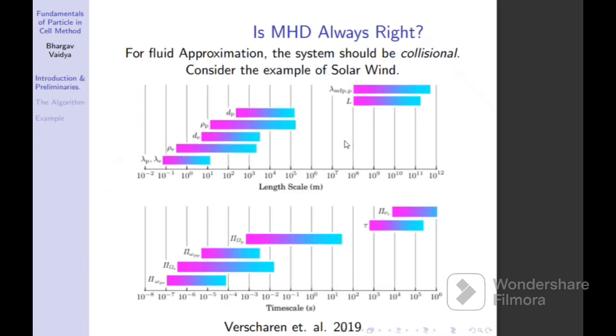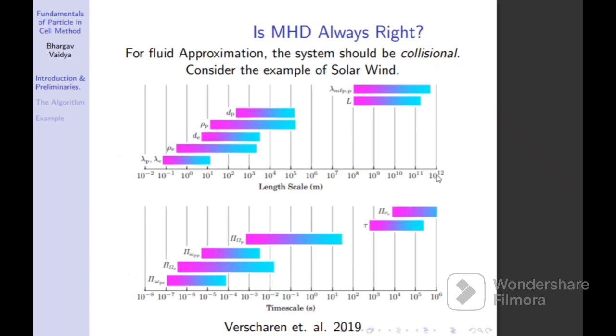So now let me explain the problem in slightly more detail by giving you an example. Let us look at solar wind. Solar wind is basically a stream of plasma that connects the Sun and Earth. In this figure, on the top, you will find the scales going from 10 to the minus 2 to 10 to the 12. This is in meters.